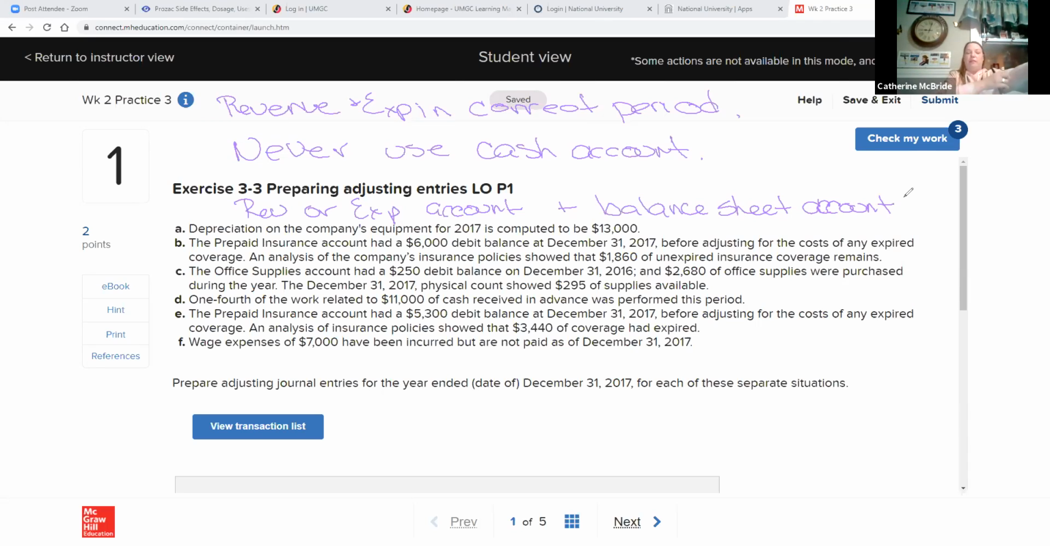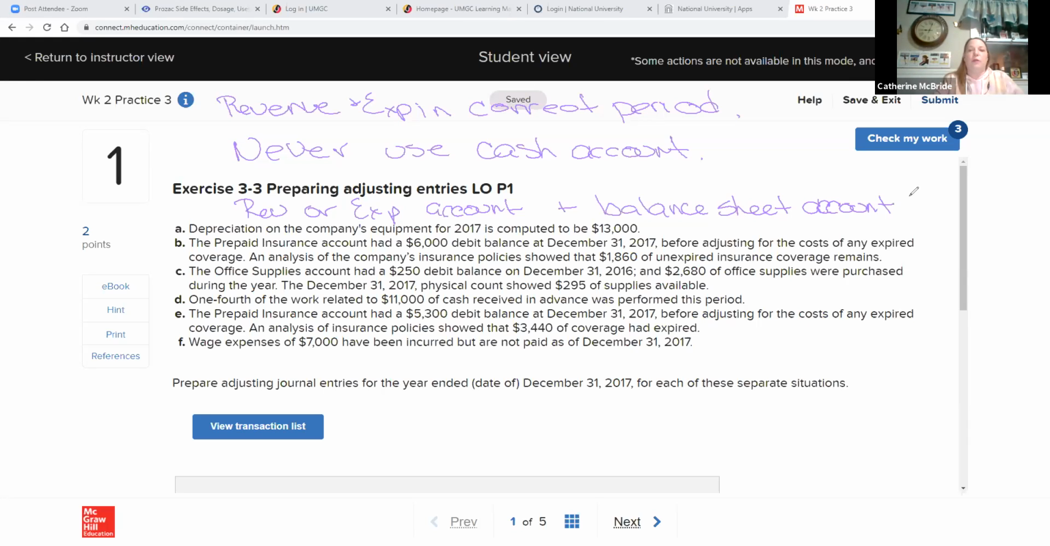Because the very purpose of the entry is to put the revenue or expense in the correct period. And then the other piece that gets affected is either an asset or a liability. Okay, so the first entry here is the only one that we're going to talk about that is an entirely new concept with new account names.